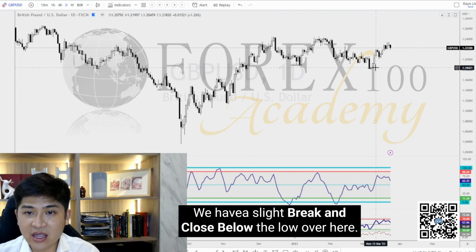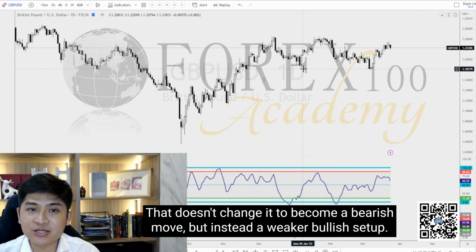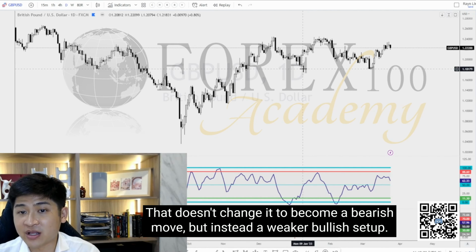We have a slight break and close below the low over here. That doesn't change it to become a bearish move, but instead a weaker bullish setup.